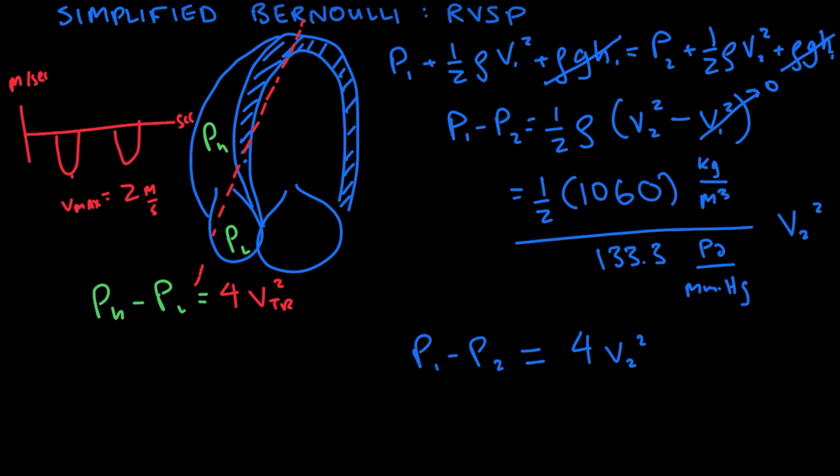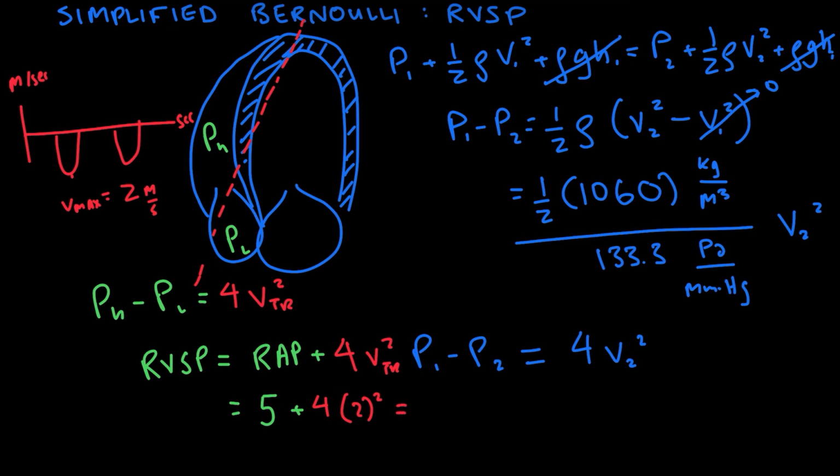Or I can say that the high pressure, namely the right ventricular systolic pressure, is equal to the low pressure, which is the right atrial pressure, plus 4 times the tricuspid velocity squared. If we say that the right atrial pressure was normal, that would be around 5, plus 4 times 2 squared. 2 squared is 4, 4 times 4 is 16, and 5 plus 16 equals 21 millimeters of mercury.